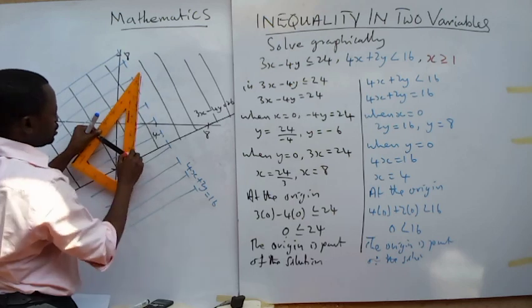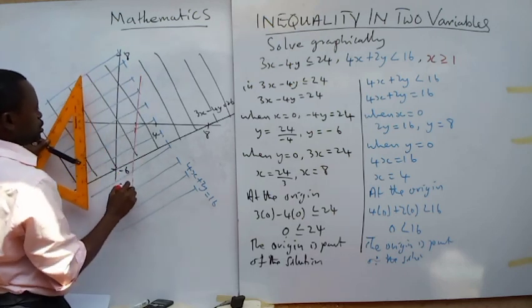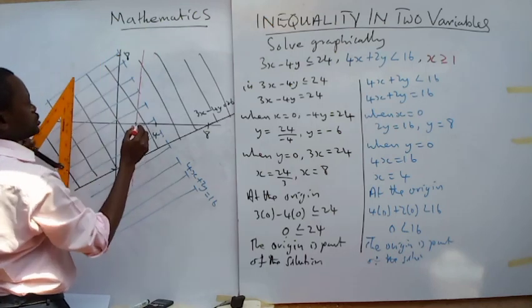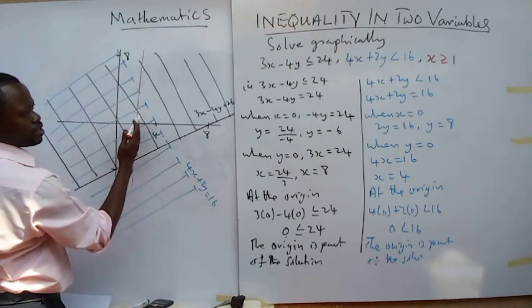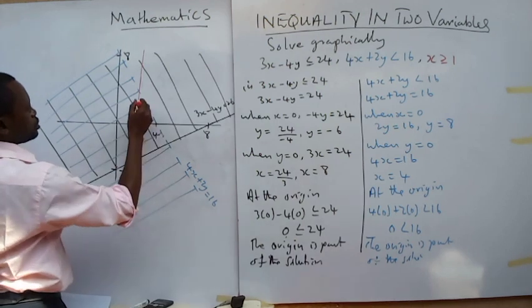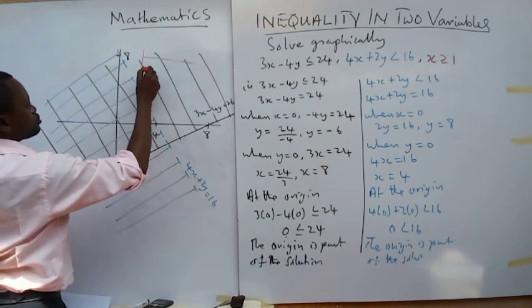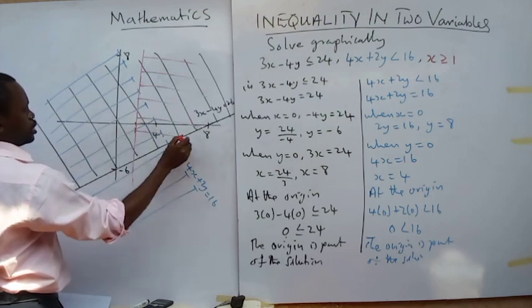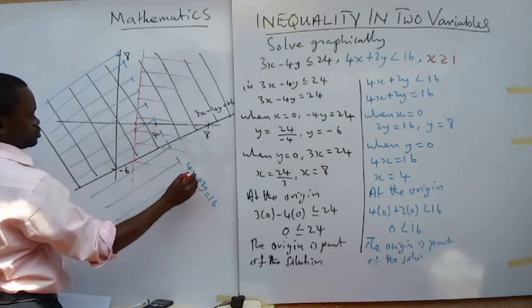You see, this line will be standing straight. Do you see the difference between this one and the other ones? This line will be standing straight. And you can see that the area that is greater than or equal to 1 is this way. And we are shading that direction.